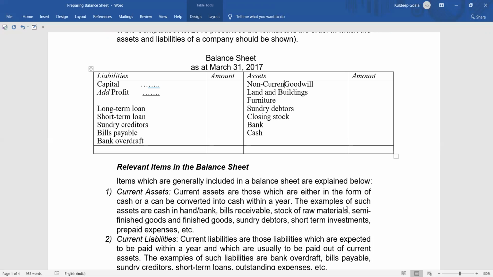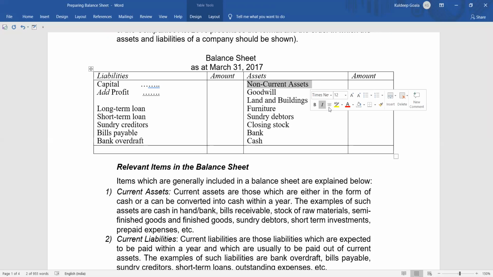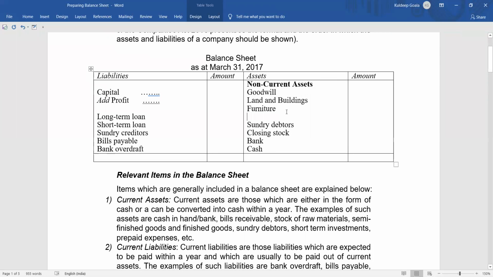Okay, non-current assets mean those assets which are having a longer time period, a longer lifetime. Those will be non-current assets. Clear? Followed by those assets which are having a comparatively shorter time period, we call them current assets. They will have a shorter time period.